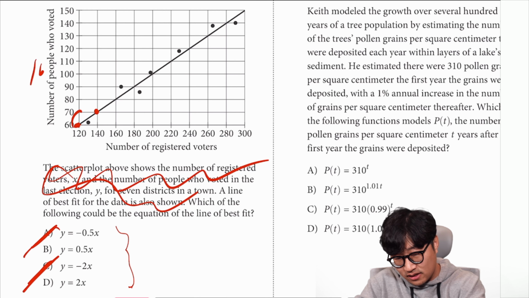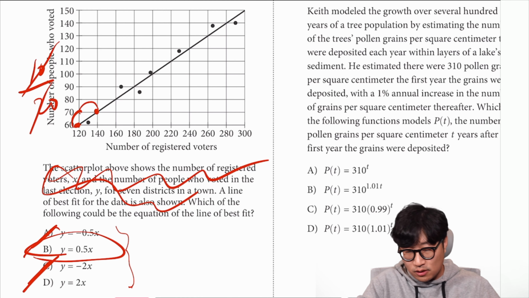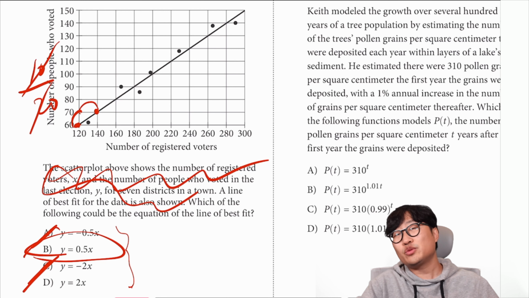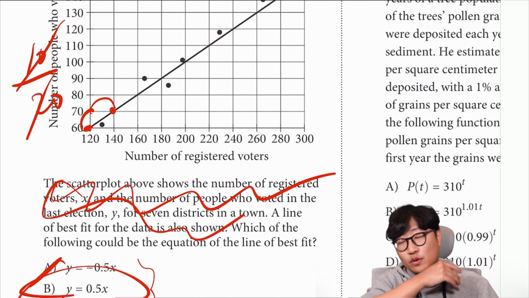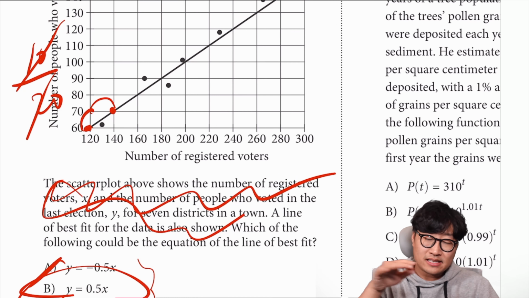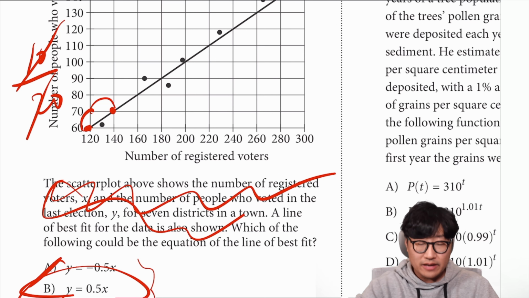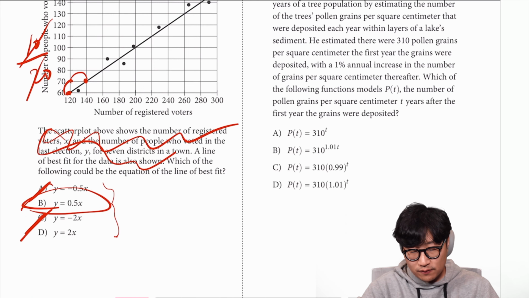Rise is a 10, run is a 20. So there you have it, 0.5 it is, the slope must be, right? Pay attention to each tick, right? Because on the y-axis every interval goes up by 10, but on the x-axis every interval goes by 20, right? So watch out for those little ticks.